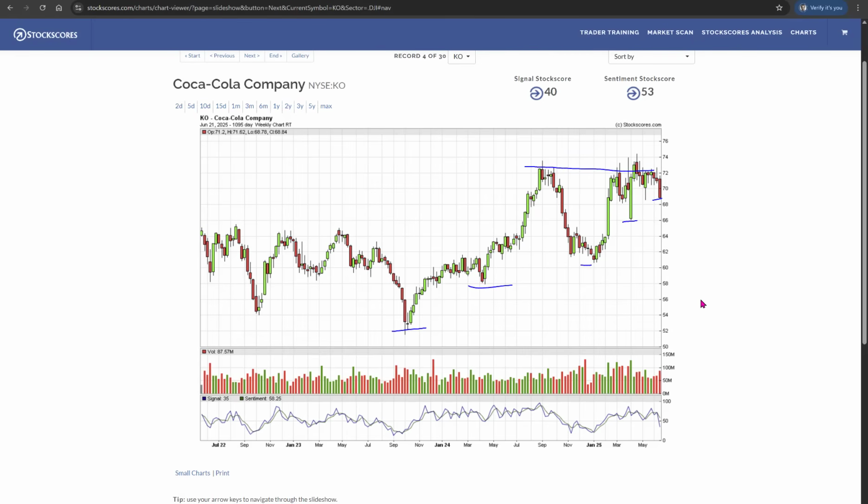There is strong resistance here at $73. And so until we can break through 73, I don't know that I'd rush out to buy the stock. If you're in the stock, I think it's a decent hold. Again, a little bit of weakness this week, hasn't broken the cycle of rising bottoms, but that is a small concern that we should pay attention to in the weeks ahead.